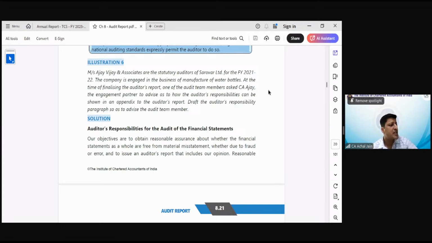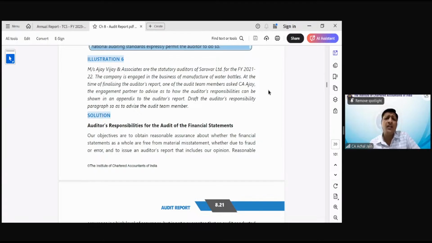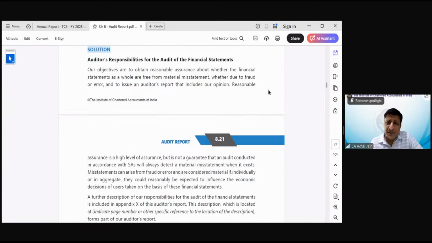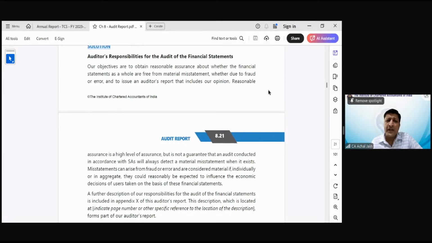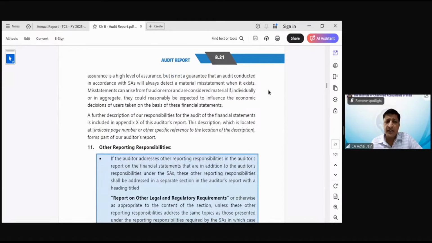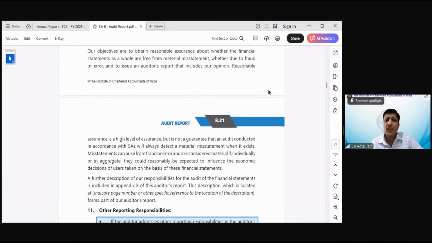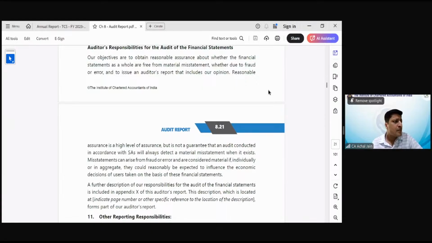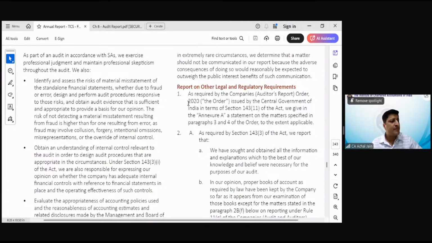Okay, so in this case, what are you required to do? You are required to draft the auditor's responsibilities paragraph. So this needs to be explained in a similar manner. There are a lot of paras, a lot of pointers over here, so I'll not get into each and everything. Okay, so now moving on to the next section.